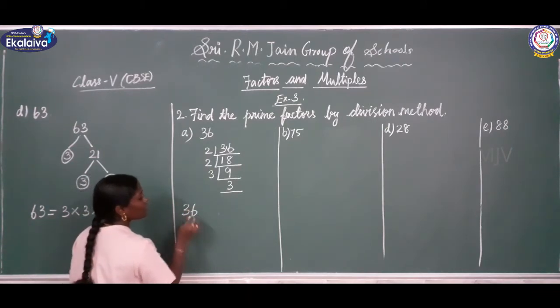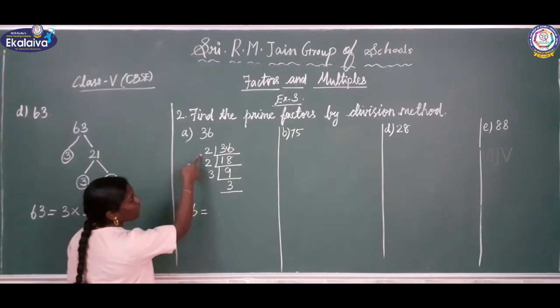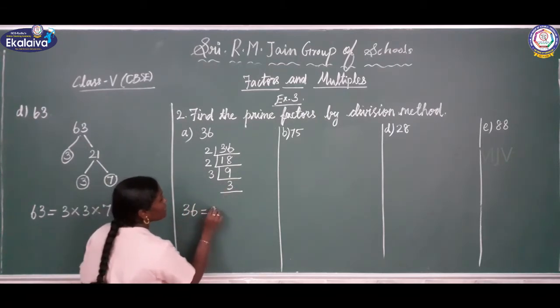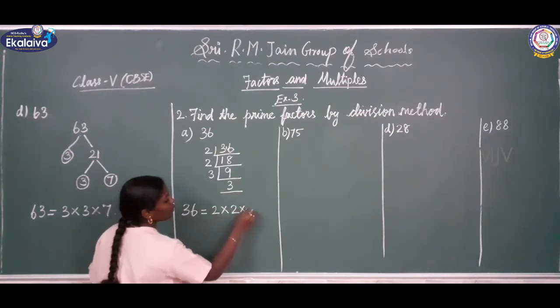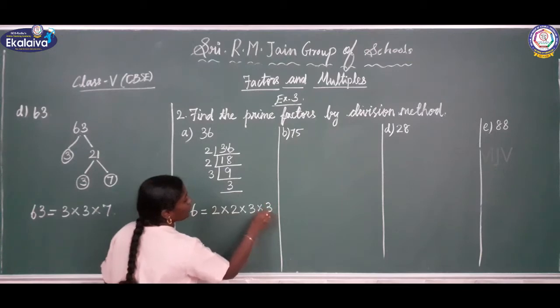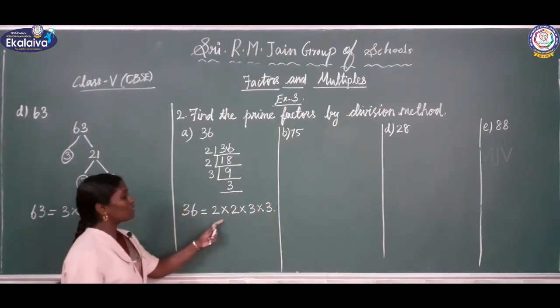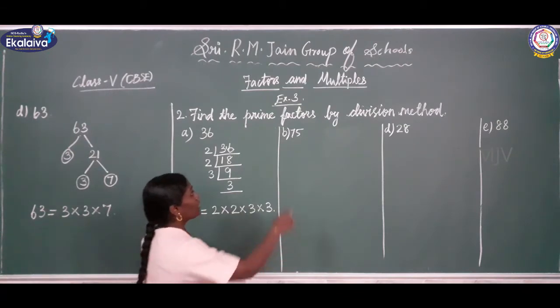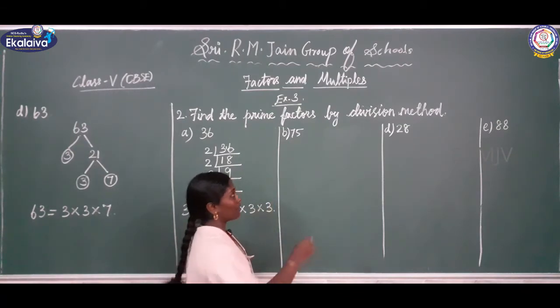So the prime factorization of 36 is equal to, we have to write the prime numbers as multiplication. In multiplication, 2 into 2 into 3 into 3. We have to write all the prime factors in multiplication. Okay. The next number is 75.